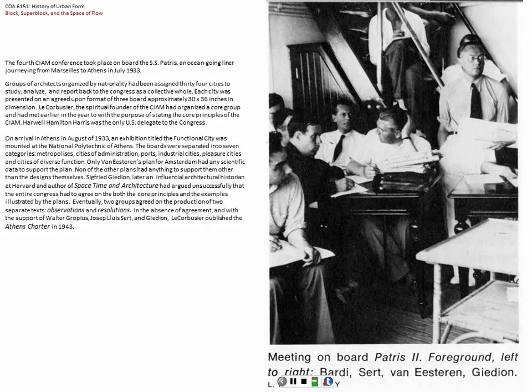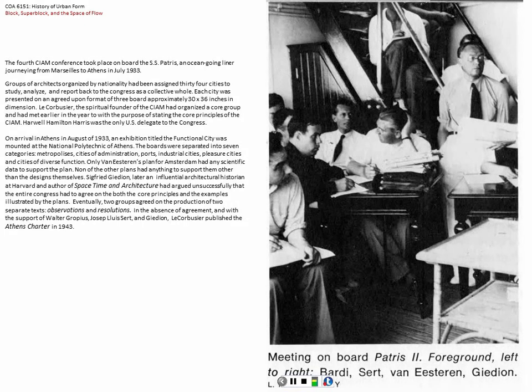The boards were separated into seven categories of metropolises, cities of administration, ports, industrial cities, pleasure cities, and cities of diverse function, whatever that might be, which is probably every city has diverse function. Only Van Eesteren's plan for Amsterdam had any scientific data whatsoever to support the plan. None of the other plans had anything to support them other than the designs themselves.